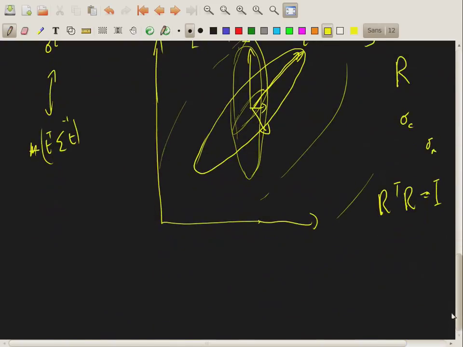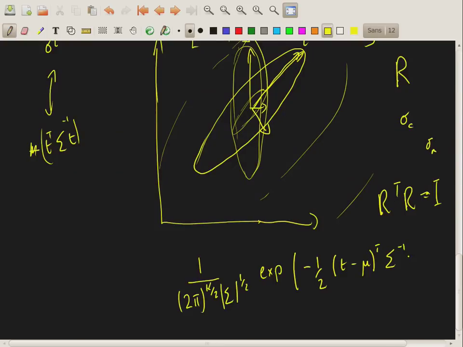Okay? So final thing, the form of a multivariate Gaussian distribution, if it's k-dimensional, is this. We're going to be using this a lot, so you're going to get familiar with this. We'll define it over t. t is a vector, mu is a vector. Sigma minus 1 is the inverse of the covariance.